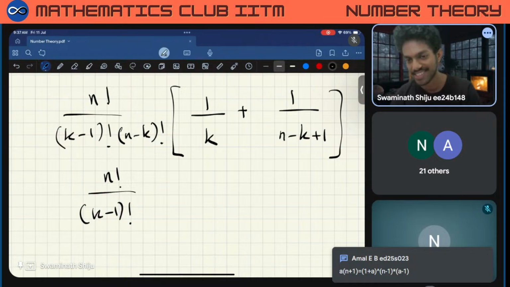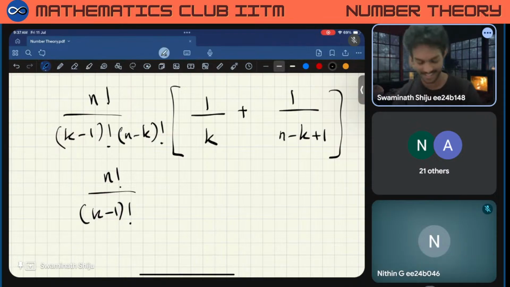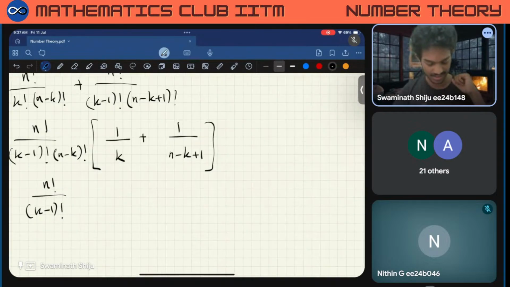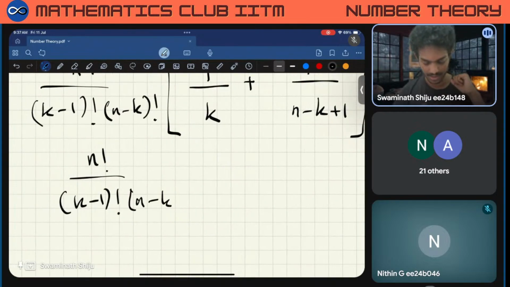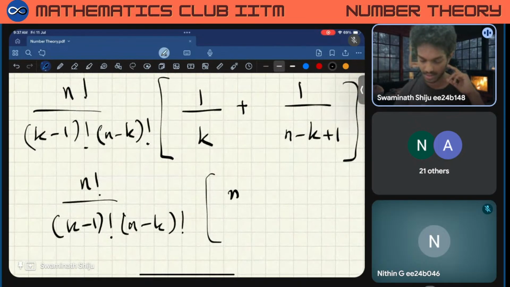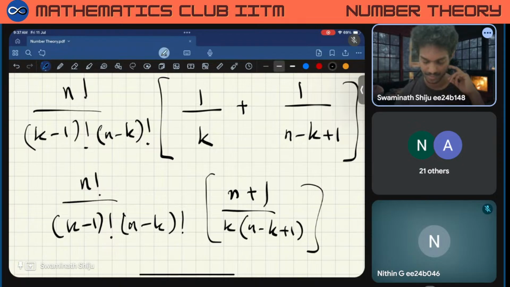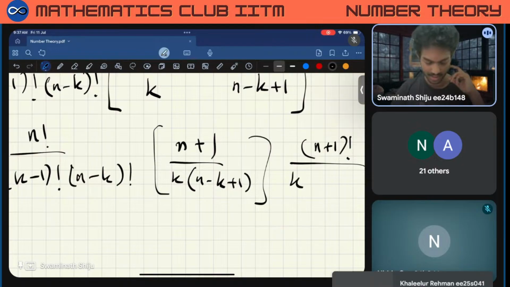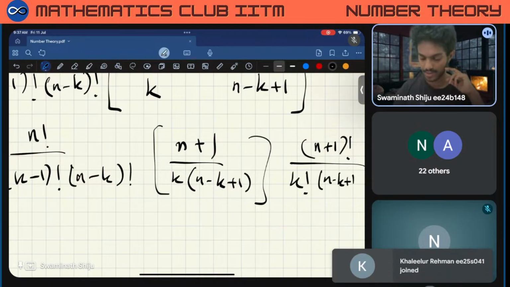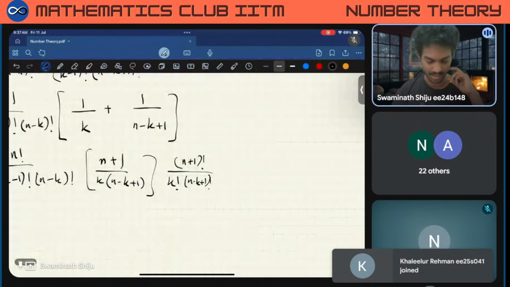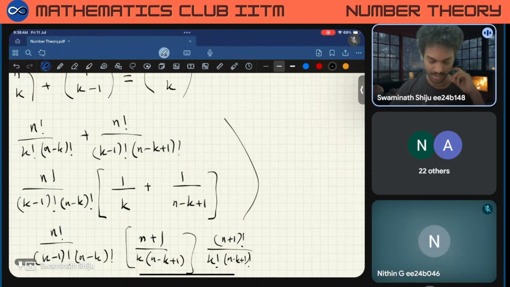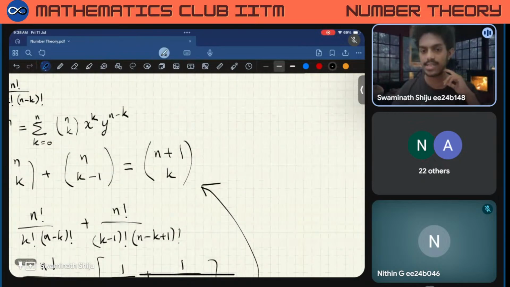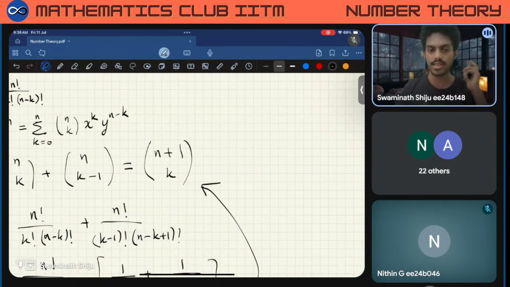Adding both of those, we get n factorial over (k minus 1) factorial (n minus k) factorial times (n plus 1) by k into (n minus k plus 1), which comes out to (n plus 1) factorial over k factorial (n minus k plus 1) factorial. Right? This is our (n plus 1)Ck. That's our Pascal's identity. That's the reason Pascal's triangle exists.